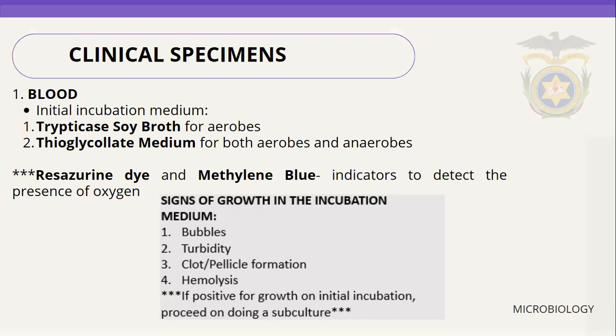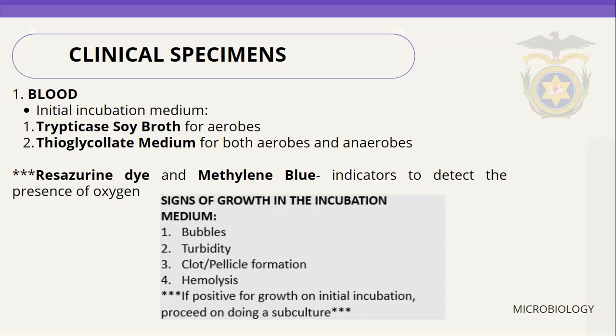So our initial incubation medium for blood specimen, we have the trypticase soy broth for aerobes, and we have the thioglycolate medium for both aerobes and anaerobes. Take note, guys, that resazurin dye and methylene blue are indicators to detect the presence of oxygen.